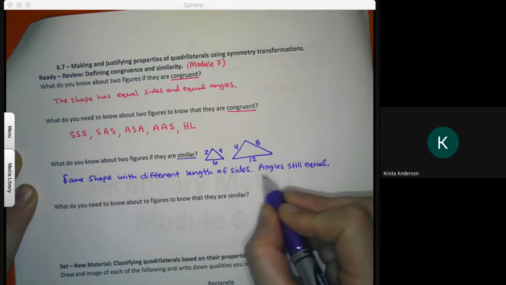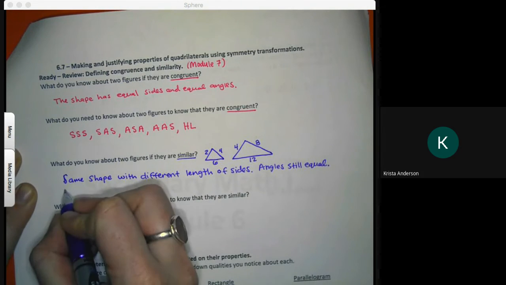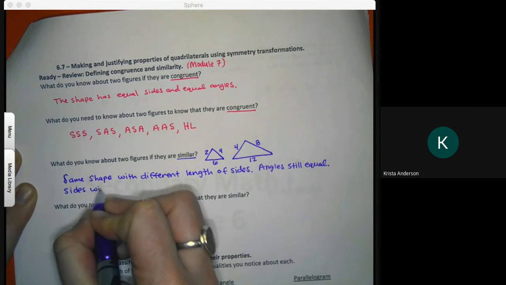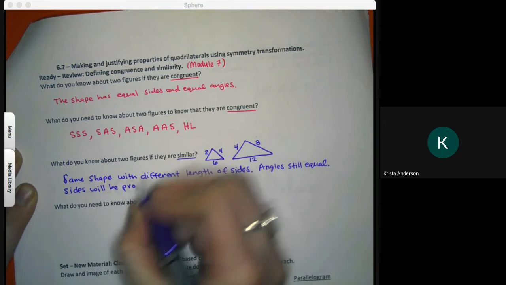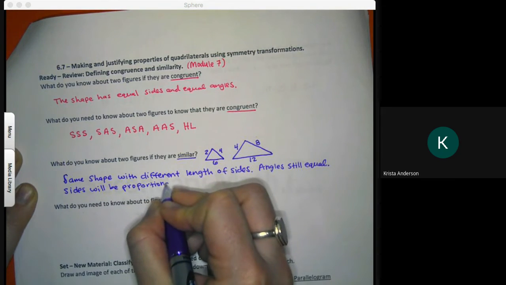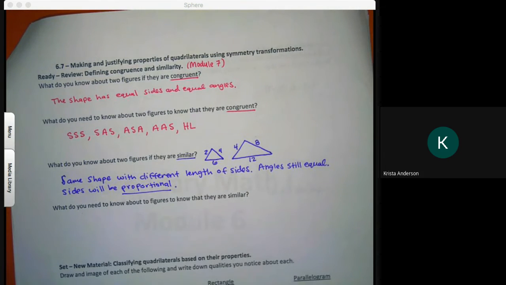I'm going to make another note. Besides, the angles will still be equal. The sides will be proportional, which is a new word that you will learn. Proportional means if I did a fraction of 2 over 6, what would be proportional to 2 over 6? 4 over 12, because they're the same fraction. 2 over 6 is the same as 4 over 12. It's just been reduced. That's what proportional means.